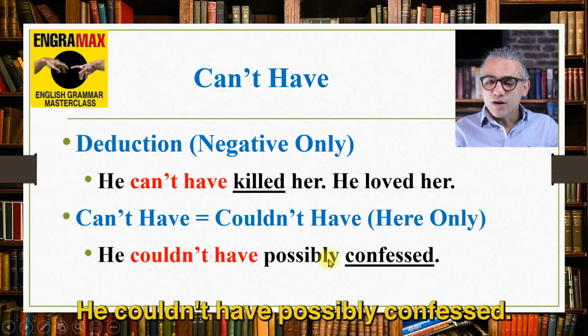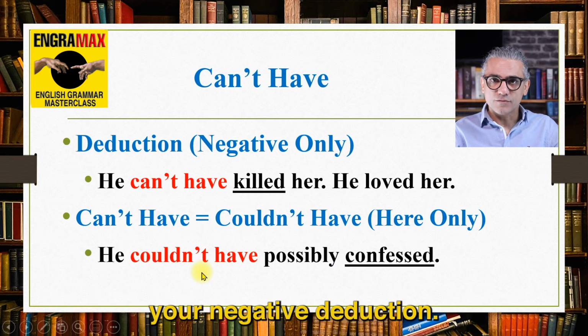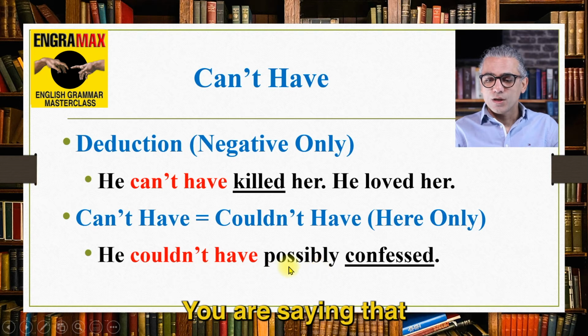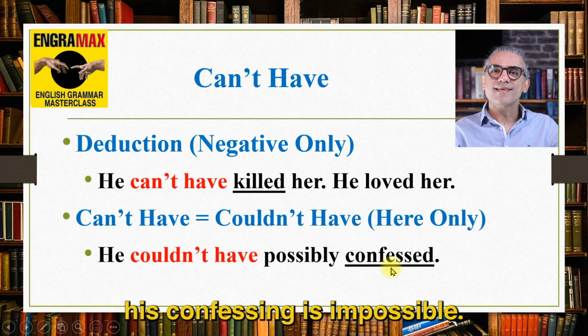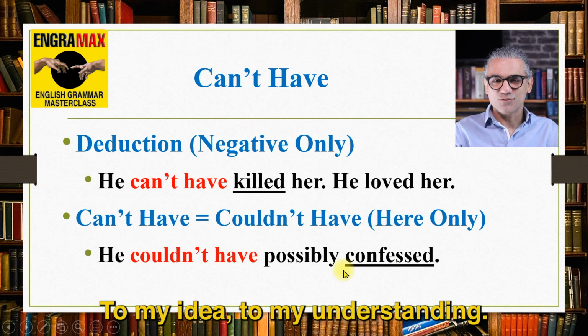He couldn't have possibly confessed. Again, this is your deduction, your negative deduction. You're saying that his confessing is impossible, to my idea, to my understanding.